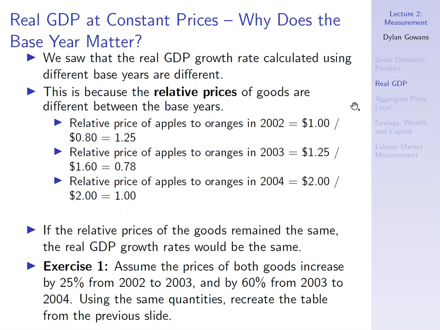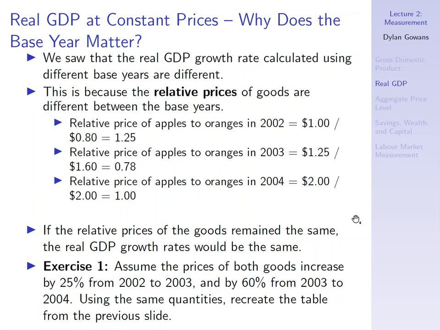So that's what I have here in this bullet point. I say the relative prices of goods are different between the base years. So if we're using 2002, the relative price of apples to oranges is 1.25. But if we're using 2003, the relative price of apples to oranges is 0.78. So that means that if we're using 2003 base prices, we're valuing apples less than if we're using 2002 base prices, because the price of apples relative to oranges is lower in 2003. So we're valuing apples less in 2003 than we are in 2002.